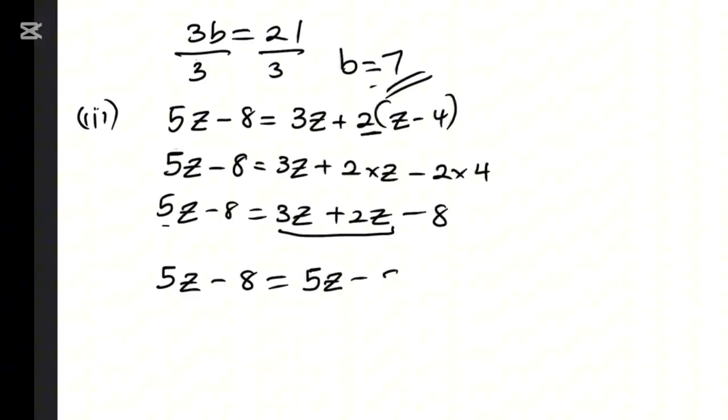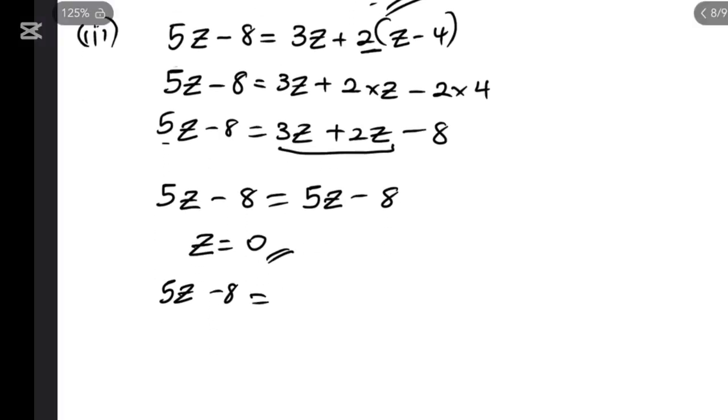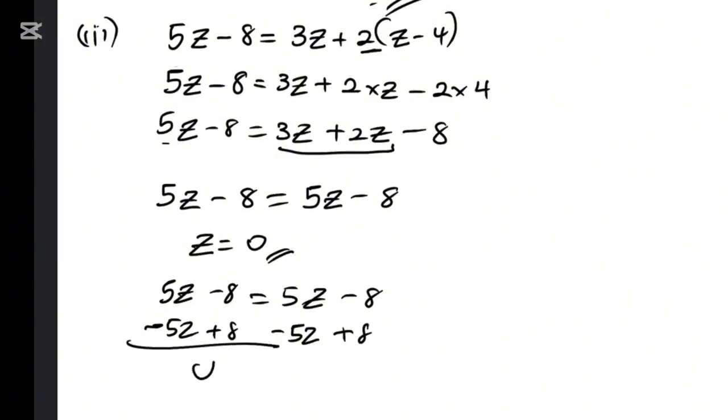So we have 5z minus 8 equals 3z plus 2z, that's 5z minus 8. Since the left hand side is equal to the right hand side, our z is equal to 0. Why? Because if we try to eliminate, just like what we've been doing, to eliminate 5z on the right hand side, that is minus 5z on both sides. And to eliminate this minus 8 on the left hand side, that will be plus 8 on both sides. If we do this, you get 0 equals 0. So therefore z is 0.